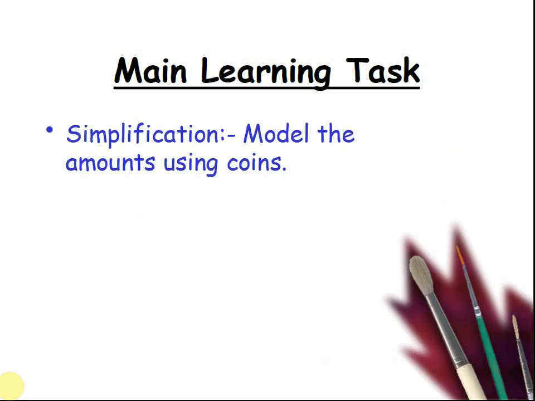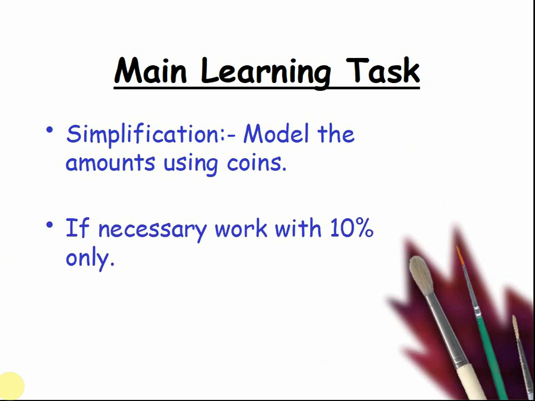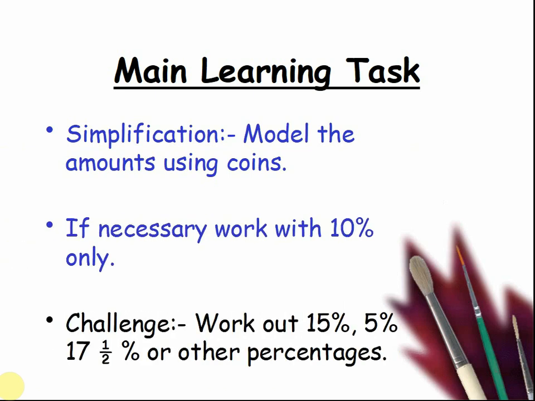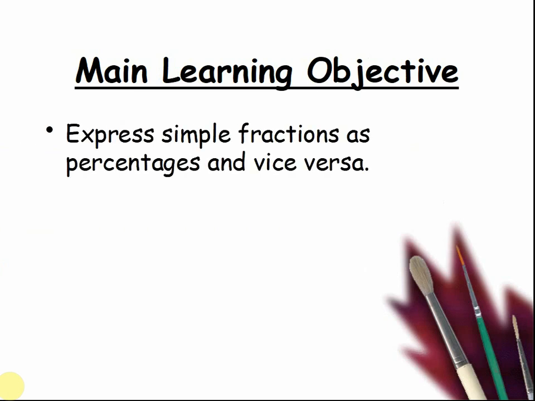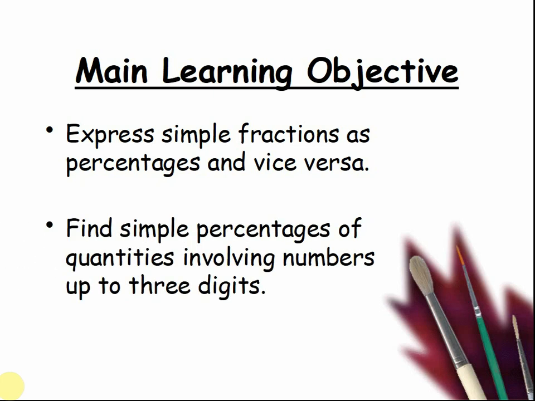Simplification. Model the amounts using coins. If necessary, work with 10% only. Challenge. Work out 15%, 5%, 17.5% or other percentages. Main learning objective: express simple fractions as percentages and vice versa. Find simple percentages of quantities involving numbers up to 3 digits.